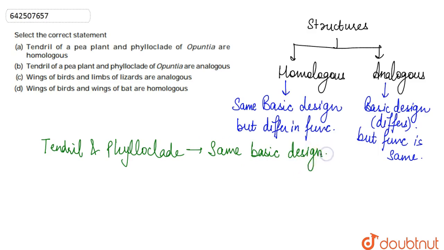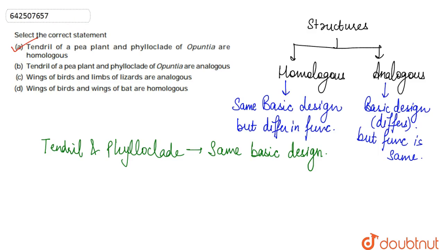The tendril of the pea plant basically carries out the function of climbing, whereas the phylloclade of the opuntia is a stem joint that resembles and functions as a leaf. So their function is to carry out photosynthesis. Their function is different, but they are very similar in their basic design or structure. So they both are homologous organs. This is the correct statement, could be the possible answer. So let's go ahead towards the other options.